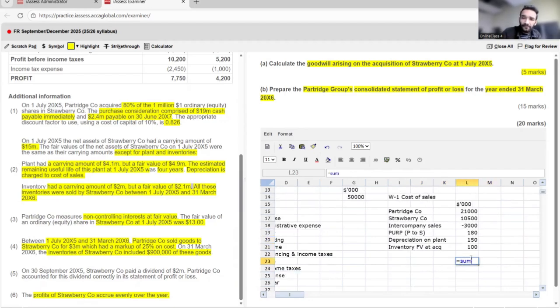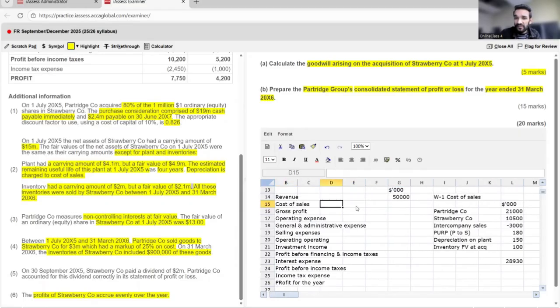So let's just sum. So it is a cost of sale. I will be giving a link. See, this is cost of sale, equal to minus. This is a cost of sale. Sum, right? See, this is gross profit. Normally, it's the gross profit.